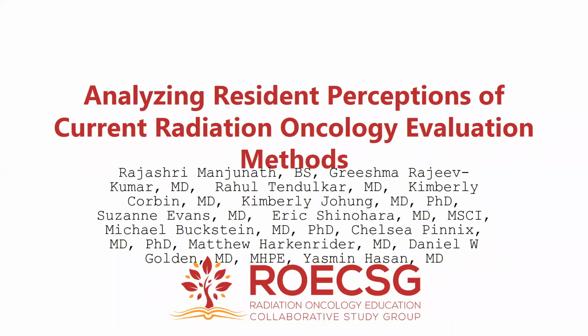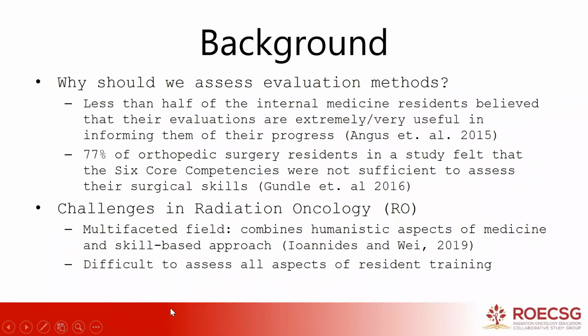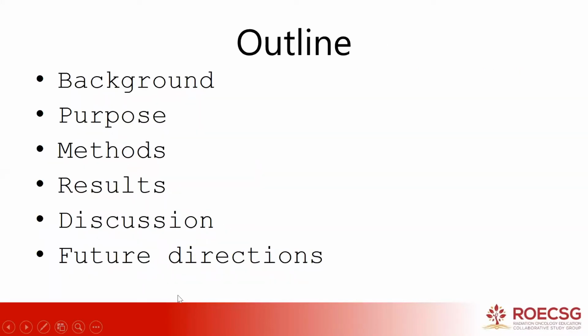Hello, everyone. My name is Rajashri Manjunath. I'm a second-year medical student at the AUUG Medical Partnership in Athens, Georgia. And today I will be presenting our research on the analysis of resident perceptions of current evaluation methods in radiation oncology. I'm just going to check here that I can indeed advance slides. There we go. So this is an outline of my presentation. I will start with a discussion of the background and purpose of the project and guide you all through the methods and results.